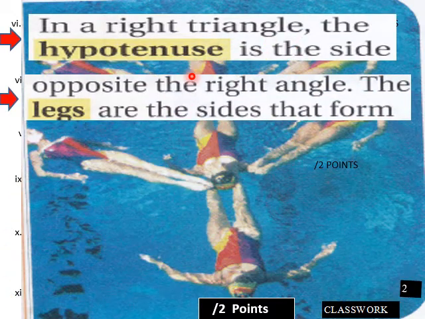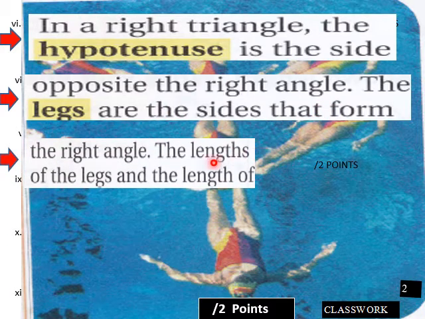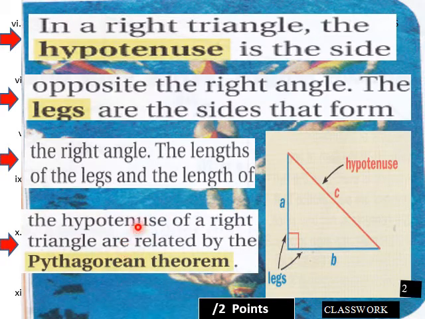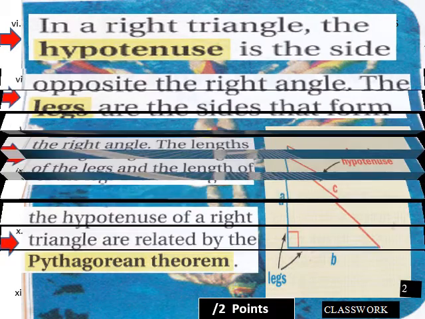In a right triangle, the hypotenuse is the side opposite the right angle. The legs are the sides that form the right angle. So here's our hypotenuse, here's our right angle. This side is opposite of this angle here. A and B are called the legs of the triangle. The lengths of the legs and the length of the hypotenuse of a right triangle are related by what's called the Pythagorean Theorem. Students, this is classwork page 2 on your sheet.